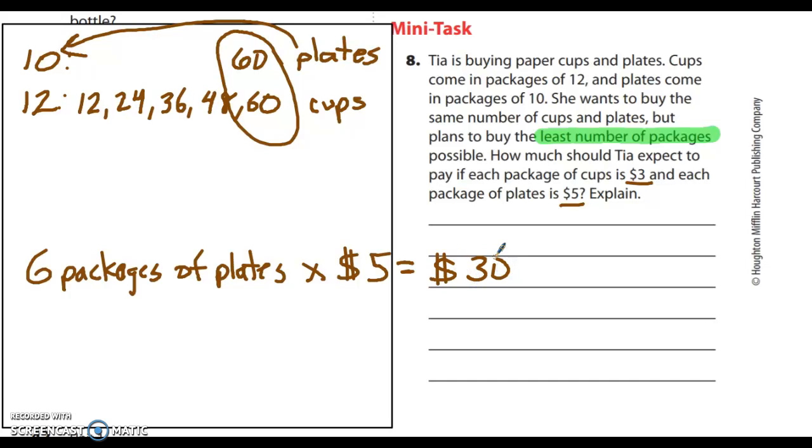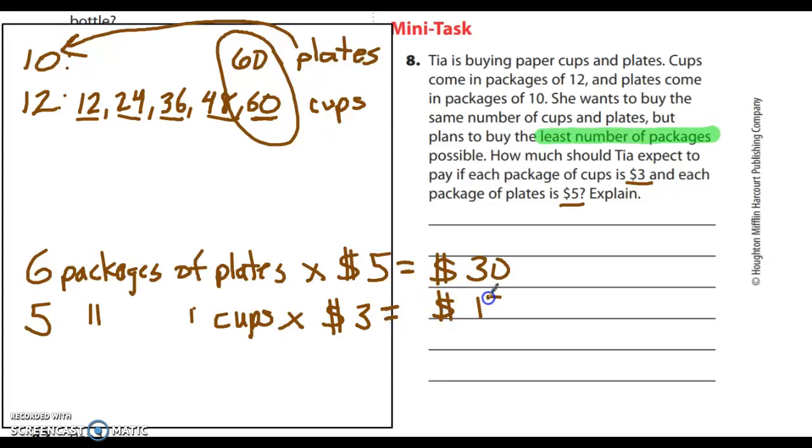How many packages of cups? She bought 60 cups, but they come in packages of 12. So how many packages is that? Well, that's one package. 1, 2, 3, 4, 5. She bought 5 packages of cups. So 5 packages of cups, and we have to go back to the directions and reread. The packages of cups are $3 each. Well, if she bought 5 of those for $3 each, that's a total of $15. Well, she spent $30 on plates and $15 on cups. She spent a total of $45.